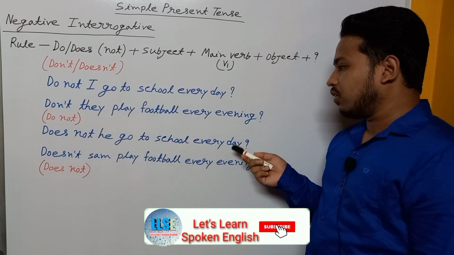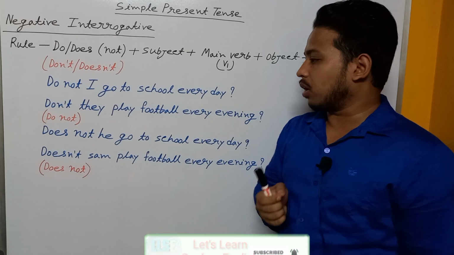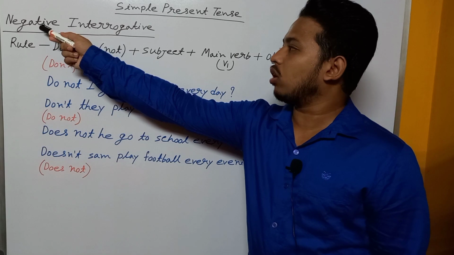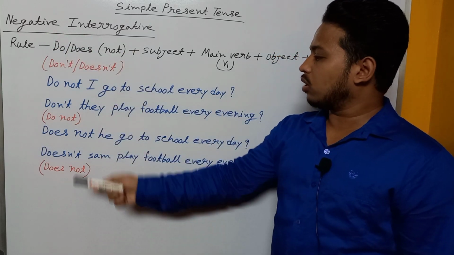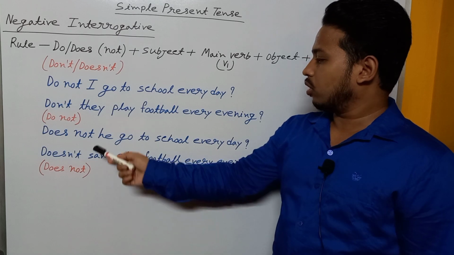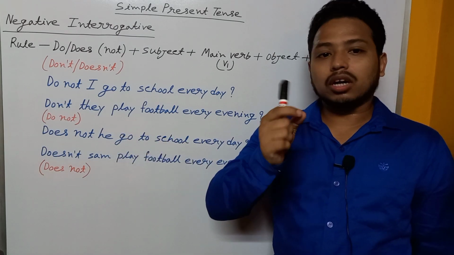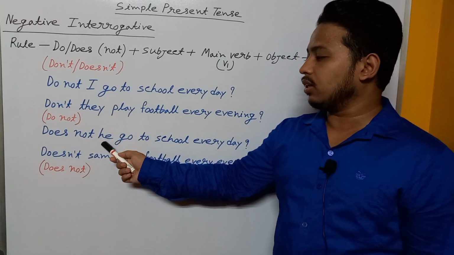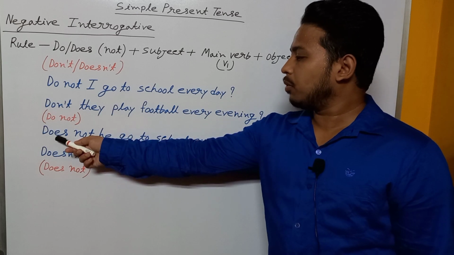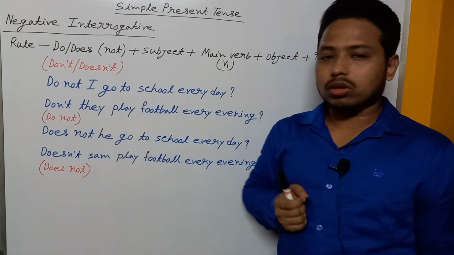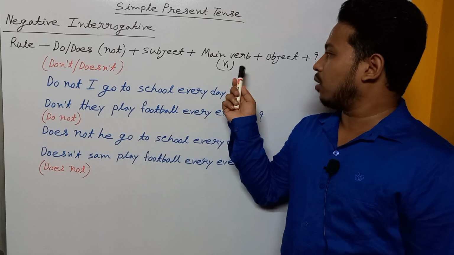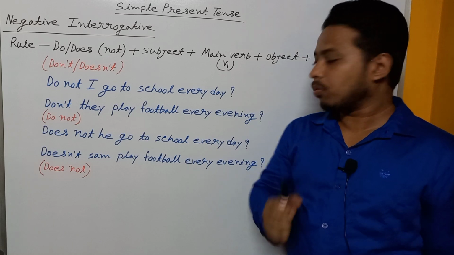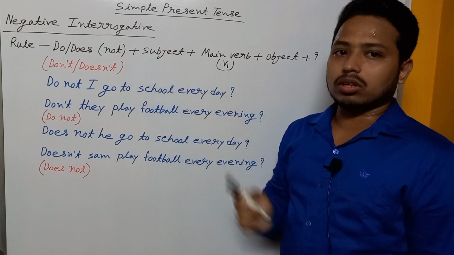Does not he go to school every day? Does, helping verb. I write not after does, helping verb, because it is also a negative interrogative sentence. So I write not for negative. He, subject, third person singular. That's why I use does, helping verb, with he, and I write does before he for interrogative. Go, main verb, means verb first form. To school every day, object. Last of all I write a question mark for interrogative.